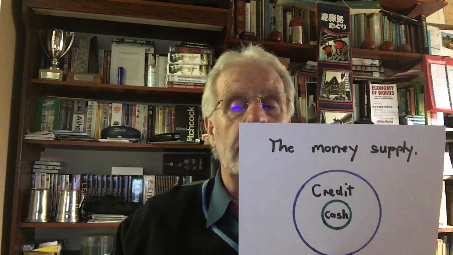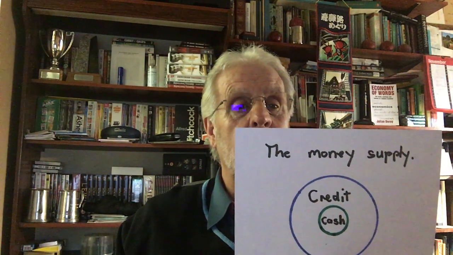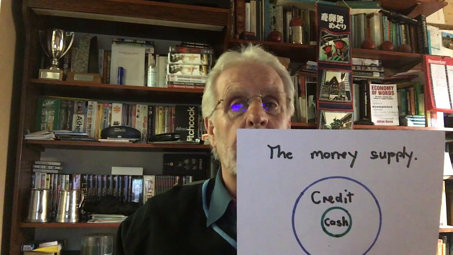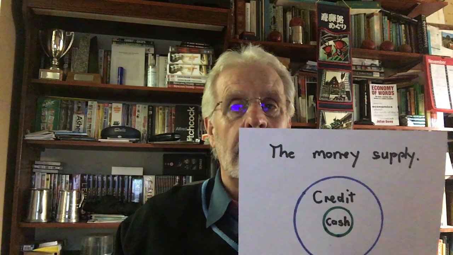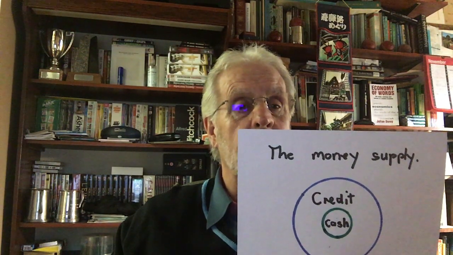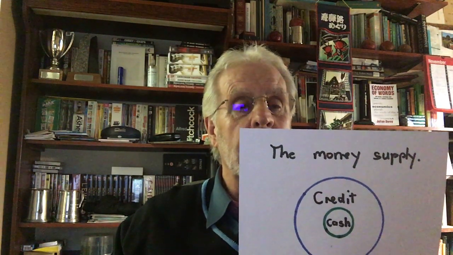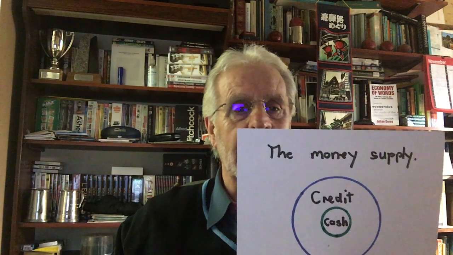Rough percentages, because these don't indicate it particularly well to you, but in the UK economy at the moment you'd be looking at about 5% of money being cash and about 95% of money being credit or money created by bank lending.